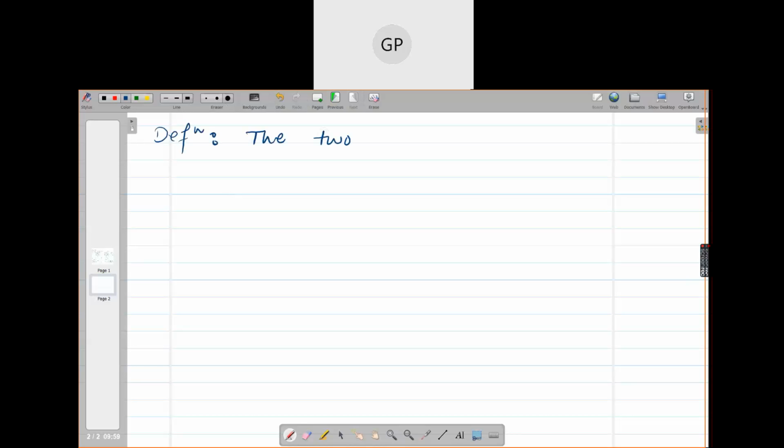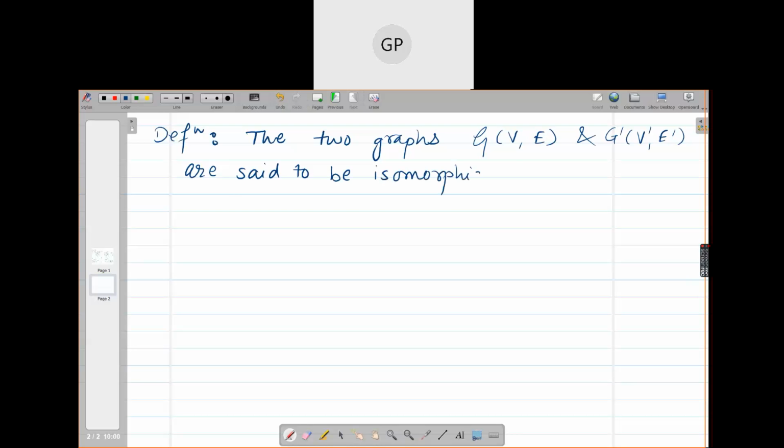The two graphs G with vertex set V and edge set E, and G dash with V dash and E dash are said to be isomorphic if there exists a bijective mapping.